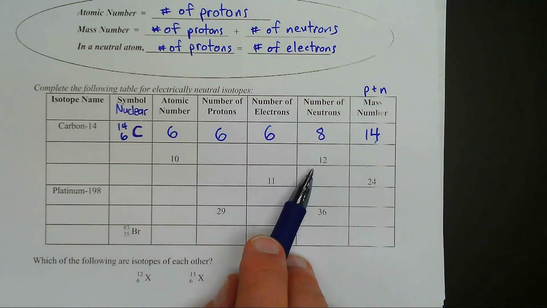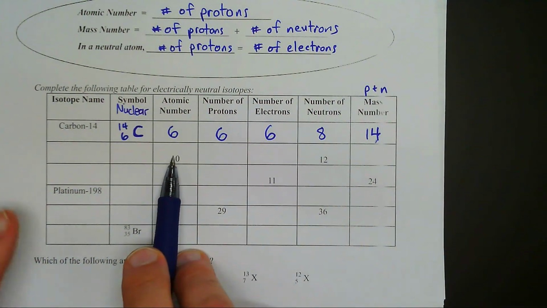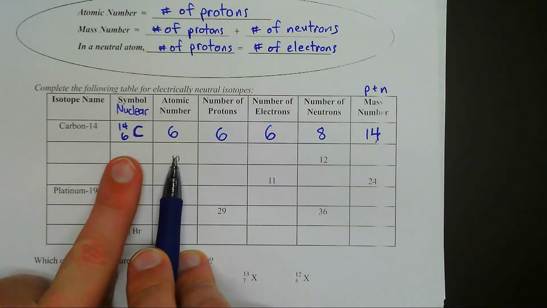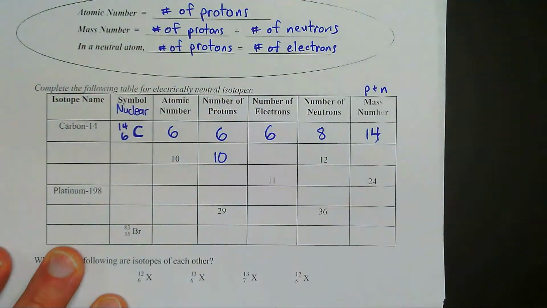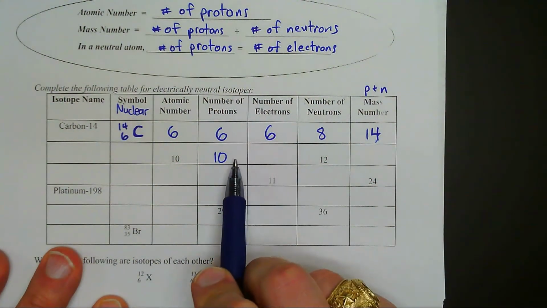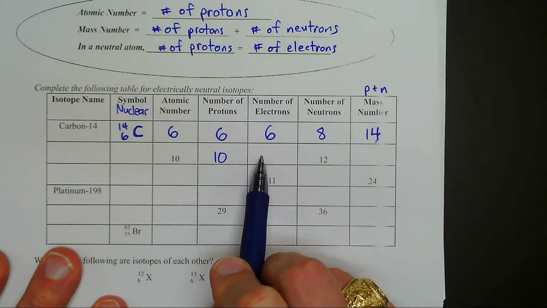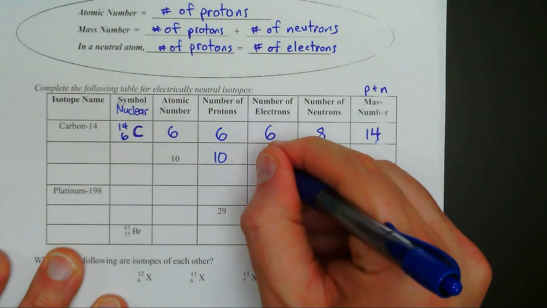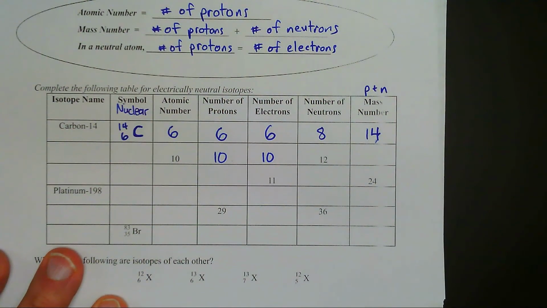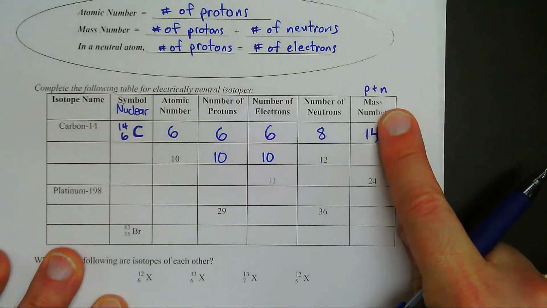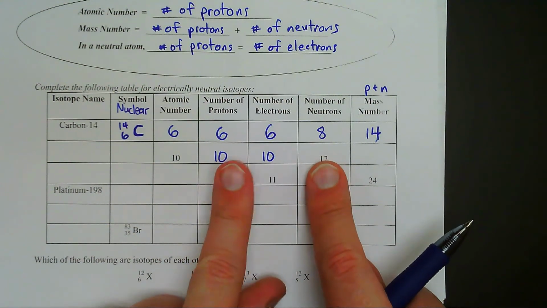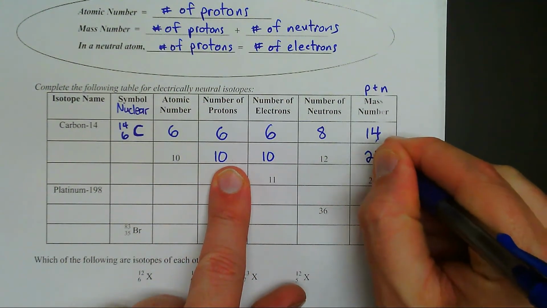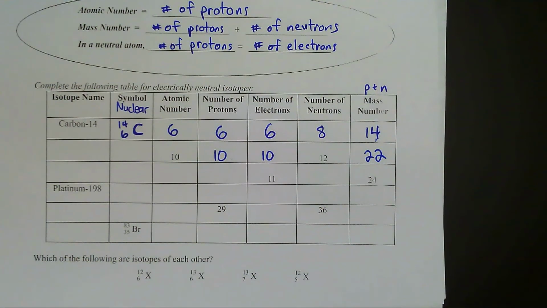Now we're working it out backwards. If you can see, I did not give you the element or anything. I gave you the atomic number, which is going to tell me protons. Protons, since they're equal to electrons, I know that also. And then we know that mass number is going to be equal to protons plus neutrons. So 10 plus 12 is going to give me a mass of 22.